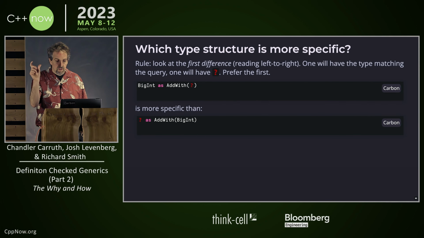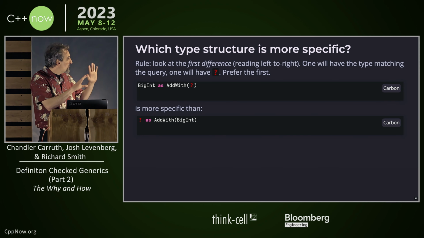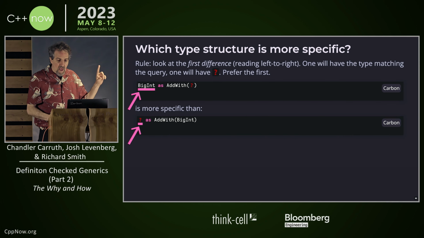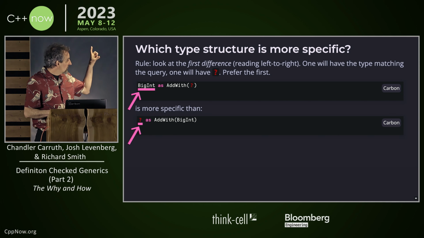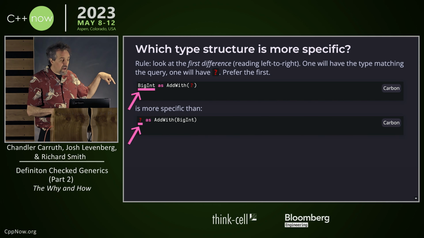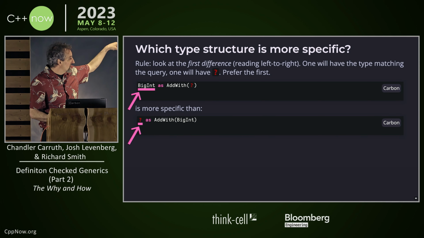Now, to order the type structures, now that we know how to compute the type structure for every implementation, we want to pick the one that's the most specific. And we do that by looking at the first difference, reading left to right. And we're going to pick the one that has a specific type in that position instead of a placeholder. So in this case, the first difference is at the beginning, and we're going to ignore all the other differences. And so we're going to prefer the first implementation.